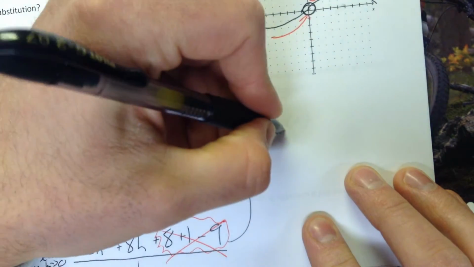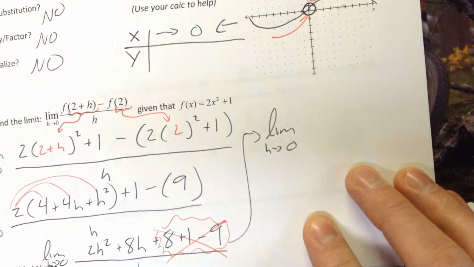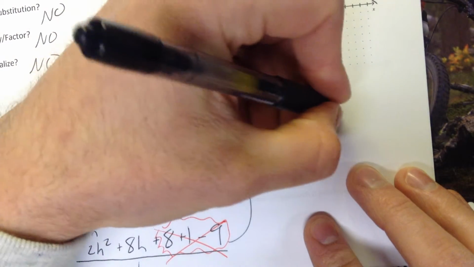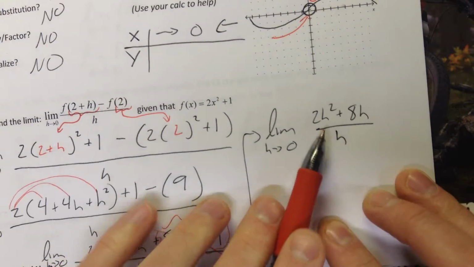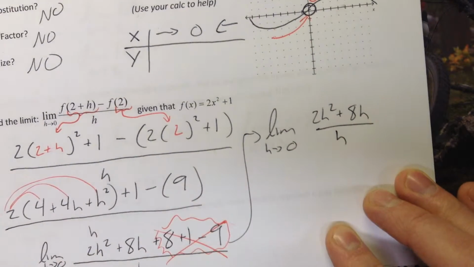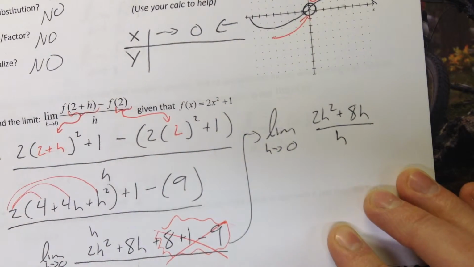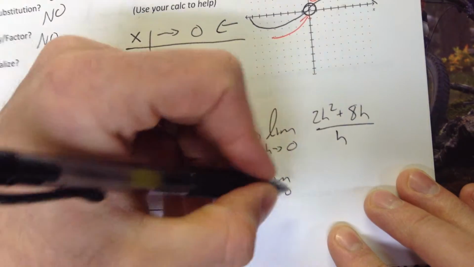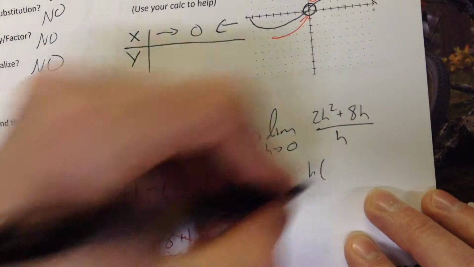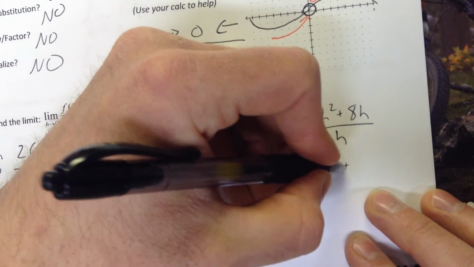So we'll still have our limit as h approaches 0, and we're going to have 2h squared plus 8h over h. Now something you might notice here is that we have h and h, and that is really important because that means that probably something can cancel out. The formal way to do this is to actually factor out the h first, which would be like this, and you have your 2h plus 8.